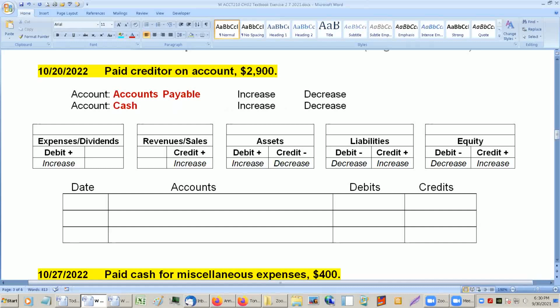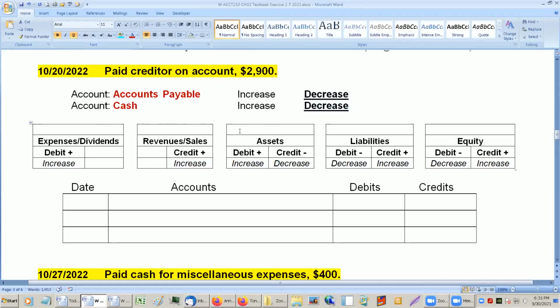Okay, the accounts payable, is it increasing or decreasing? It would decrease. Good. We don't owe them anymore. We just paid them 2,900. So we owe them 2,900 less, let me put it that way. Okay. How about the cash? It will decrease too. Yep.